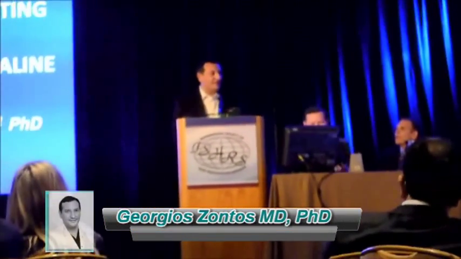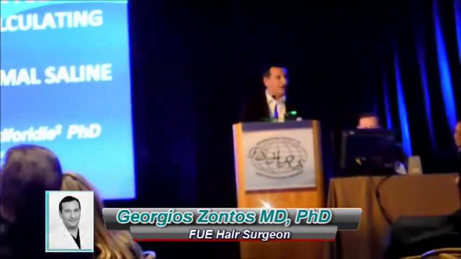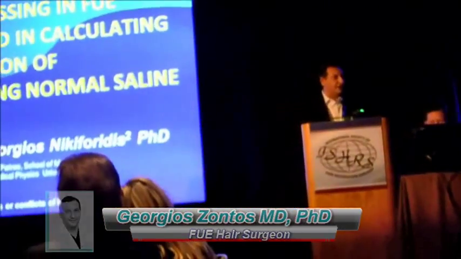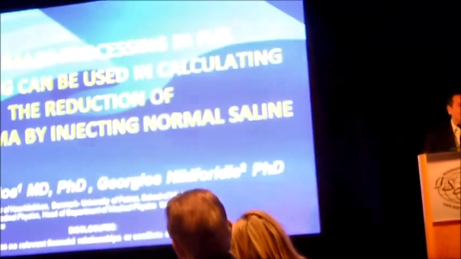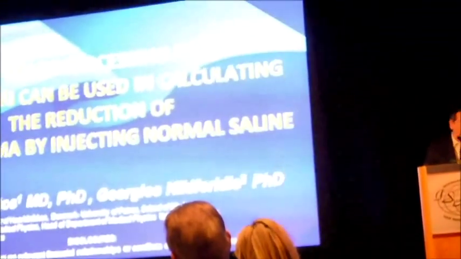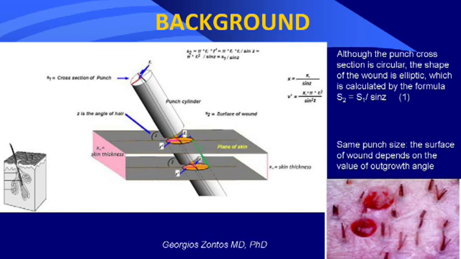In this study, I'm going to talk about how the injection of normal saline reduces the skin injury in FUE harvesting, and how to express this quantitatively by using image processing. As you can see from the diagram behind me, the punch always causes a wound surface larger than its cross-section, and Formula 1 determines the value of this wound.